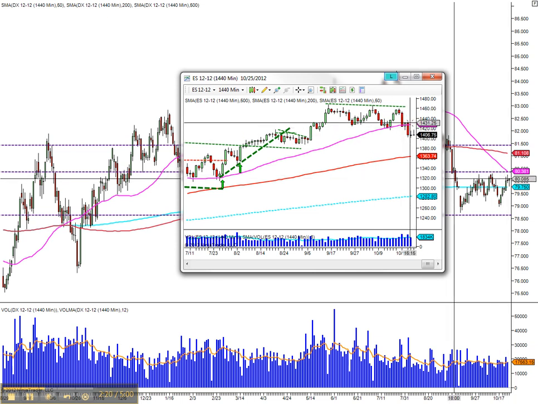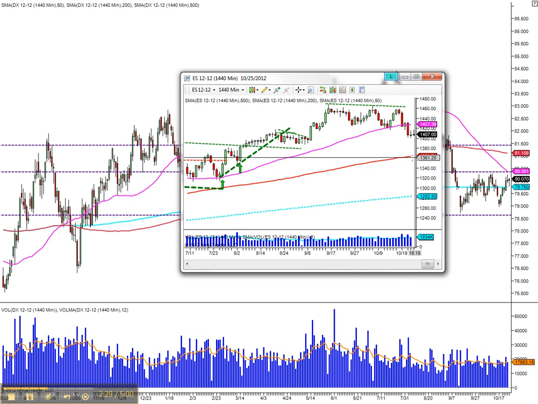This is first move down, second move down. Look for the third continuation, or the second continuation to our low, which could push us down on the S&P 500 to 1363, 1365 area. So the question is, who wants to hold into the weekend?